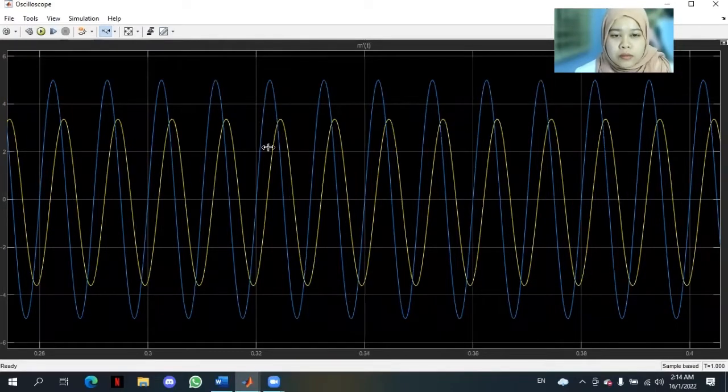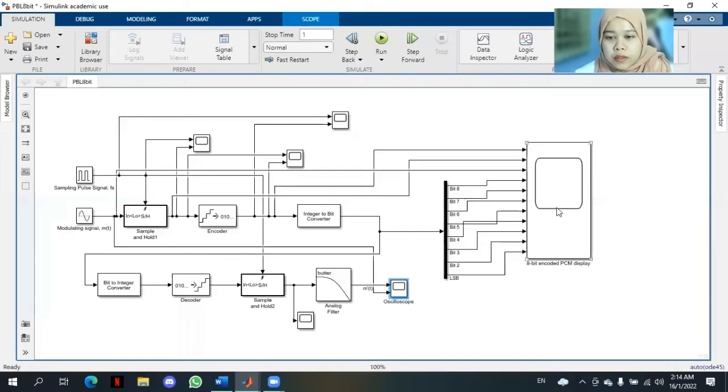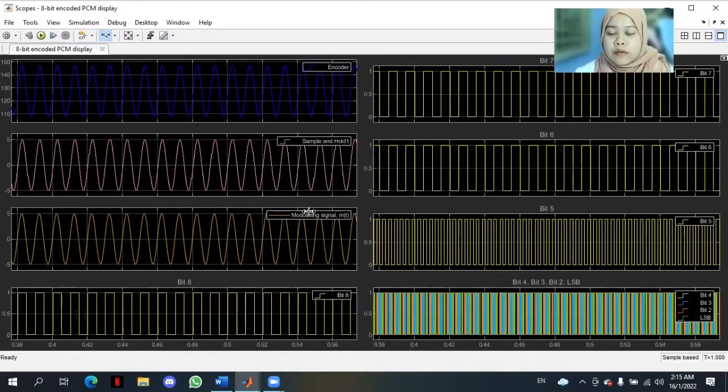This is for the MT and this is for the M prime T. So for the output, the 8-bit encoded PCM display at the scope. This is the output for our simulation. This is bit 8, then bit 7, and 5, 6, and 7. And this is the encoder, the modulating signal. So that's all from me.